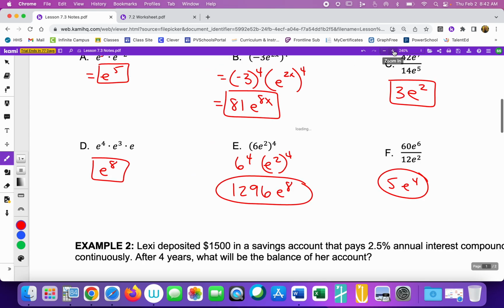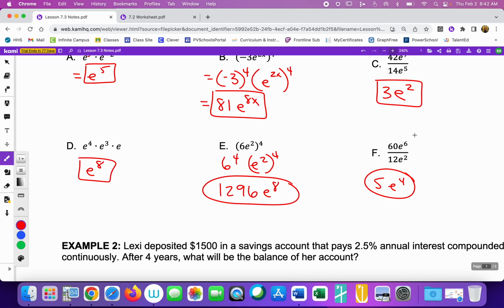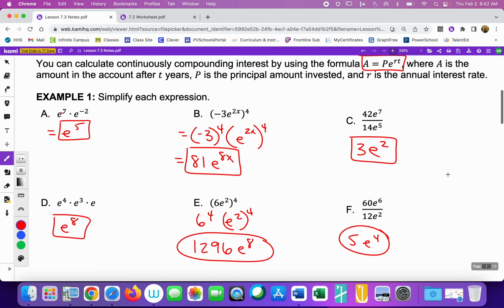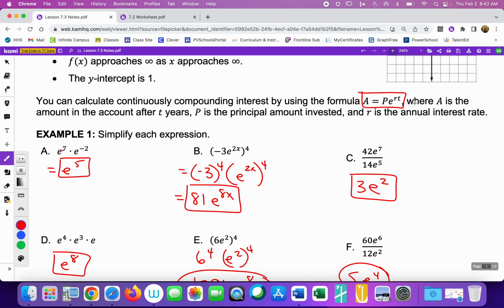So a handful of your homework problems are like that. Make sure to copy down the original problem. All right, now getting into that formula up here that I boxed. So this is what we're going to be using.